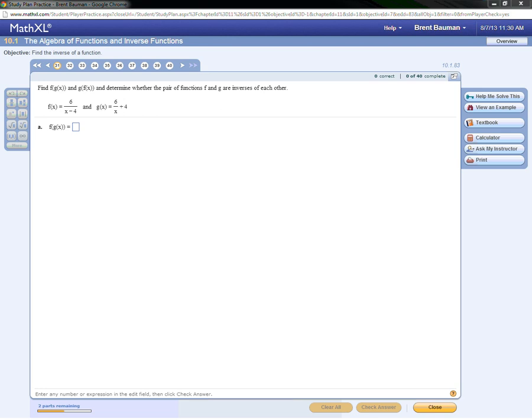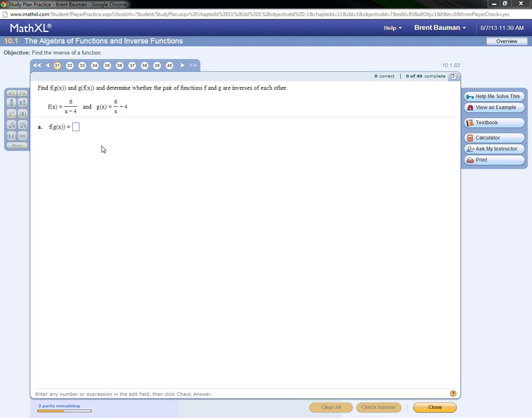Hello class, today we're going to look at determining whether a pair of functions are inverses of each other. I am in the study plan, section 10.1, number 31, and we have two functions: f of x equals 6 over x minus 4, and g of x equals 6 over x plus 4.